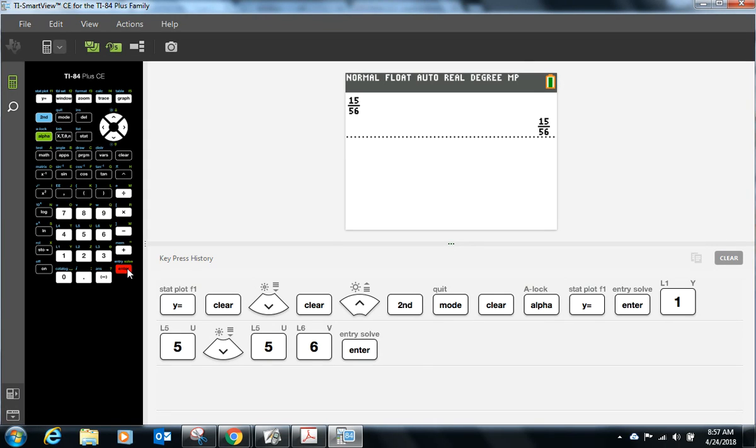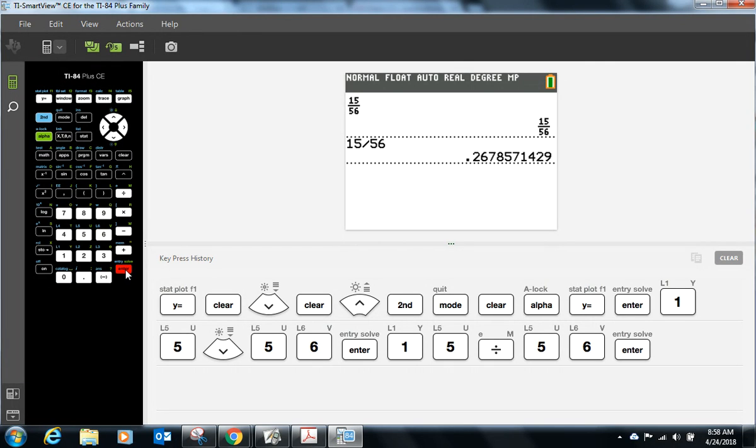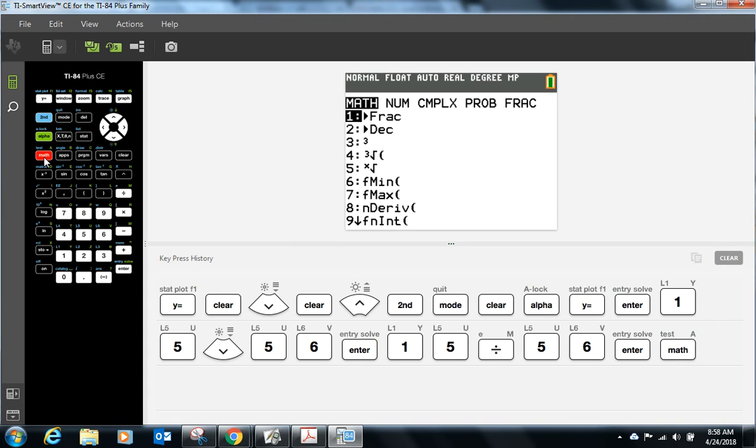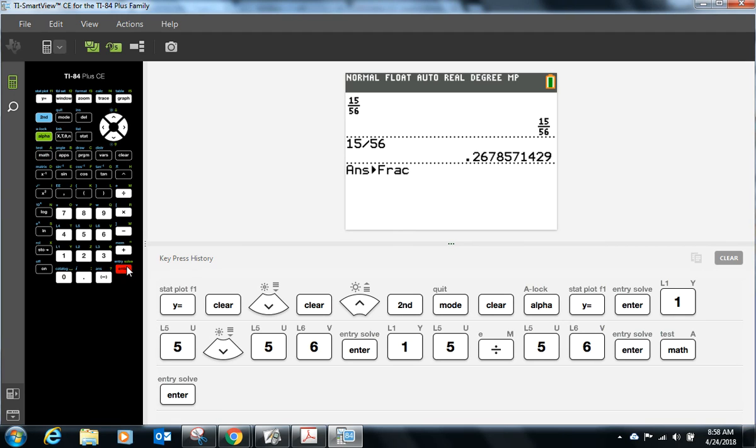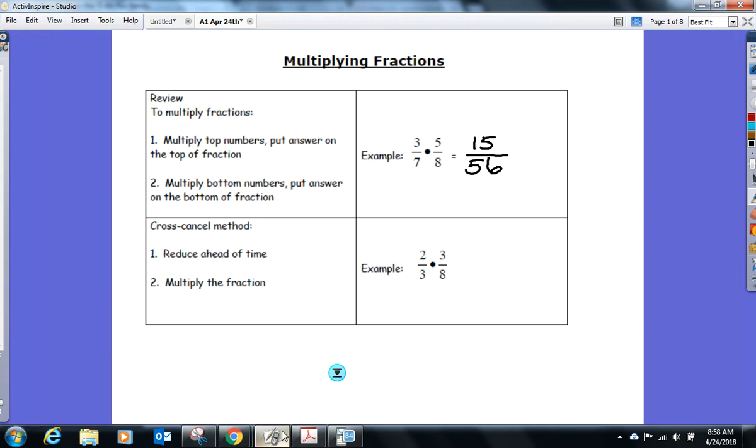Ready? You can do 15 divided by 56. It'll give you a decimal. On the left-hand side, you have a math button. You hit math, and you tell the calculator, if you can, put it back into a fraction for me. And it'll do 15 over 56. So even if you don't have a fraction template, it's not an excuse. All right, so no simplifying there.